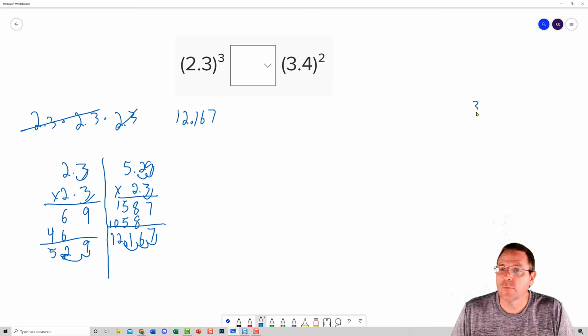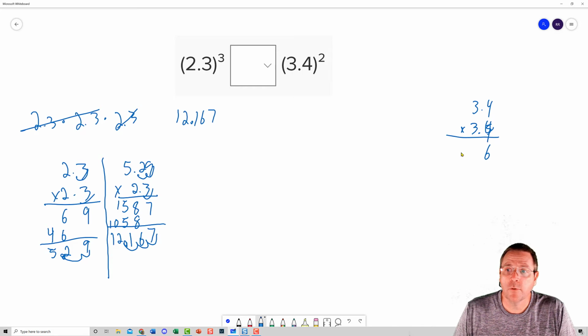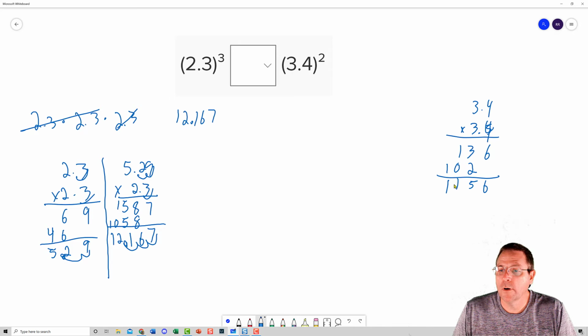Now we're going to take the 3.4 times the 3.4 that we have. Well, that should be a 4 there on the right hand side because it's squared. 4 times 4 is 16. 4 times 3 is 12. Plus 1 is 13. 3 times 4 is going to be 12. 3 times 3 is 9. Plus 1 is 10. Add those up. 6, 5, 1, 1.